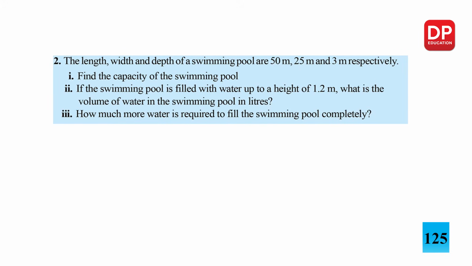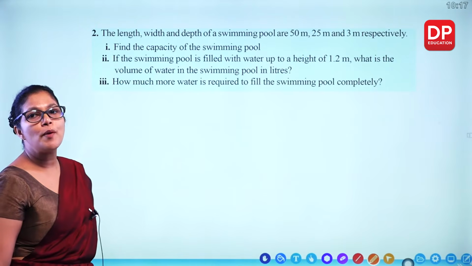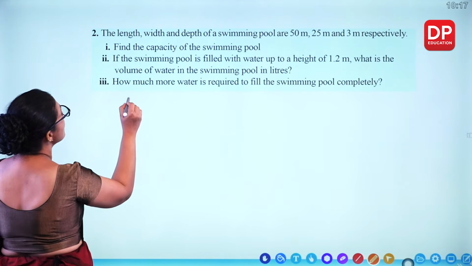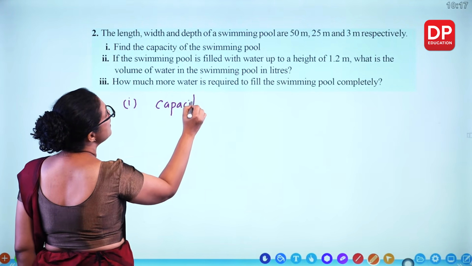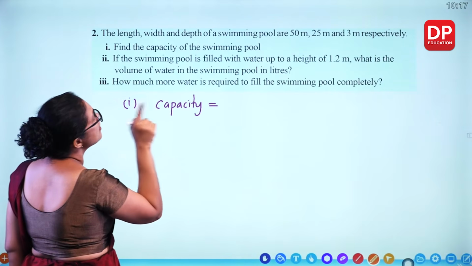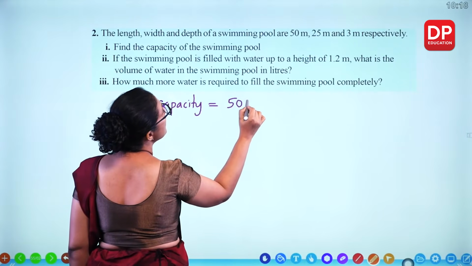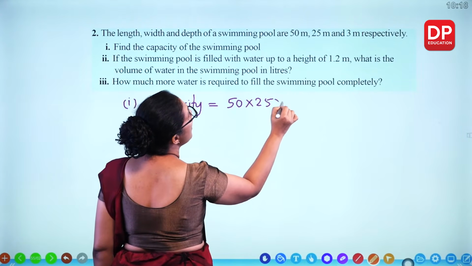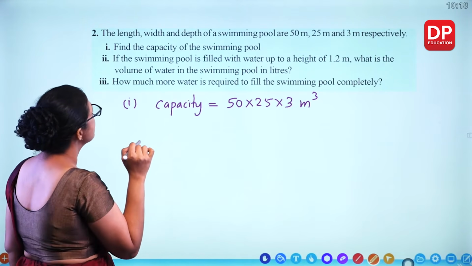Question number 2. The length, width and depth of a swimming pool are 50, 25 and 3 respectively. Find the capacity of the swimming pool. So capacity of the swimming pool is the same as the volume of the cuboid shaped solid. So 50, 25 and 3. So this is in cubic meters.